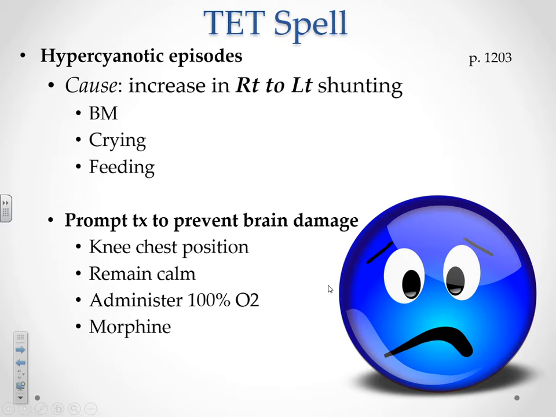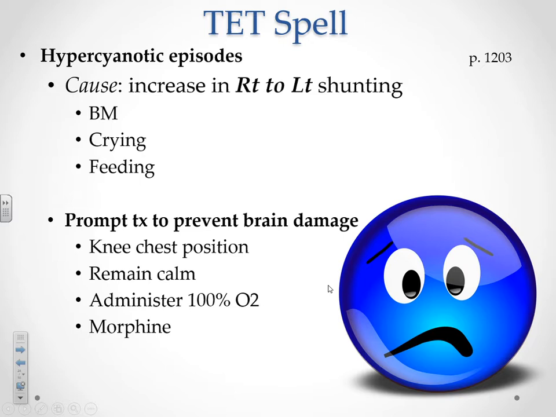But is oxygen going to stop the pathophysiology of the hypercyanotic spell? No. So what is your primary? Don't pass go, don't collect $200. Increase the pressure on the left side of the heart by doing what? Knee chest position.